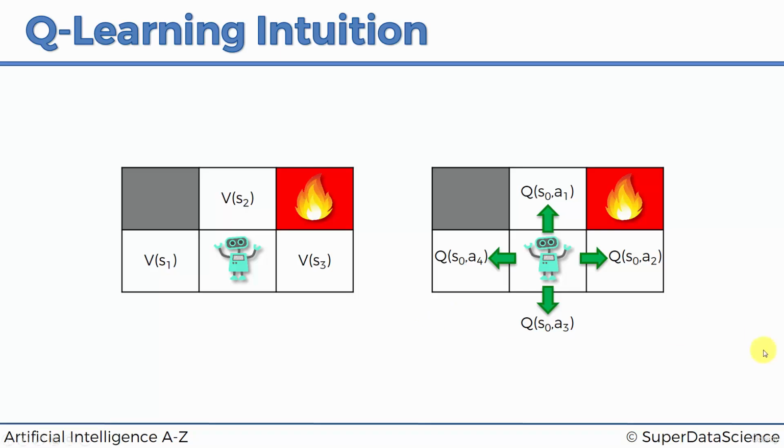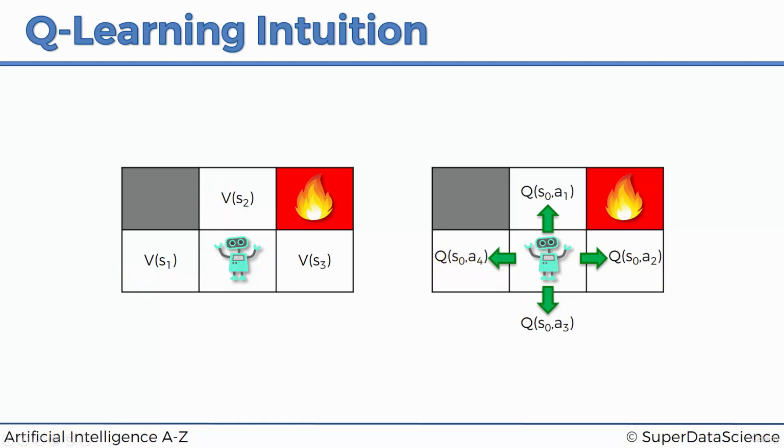But now we're going to modify it a little bit. We're going to take the same exact concept, same exact problem, but instead of looking at the values of each state that he can end up in, we're going to look at the value of each action. So we're not going to use the letter V anymore, because V is for the value of the state. We're going to use Q.